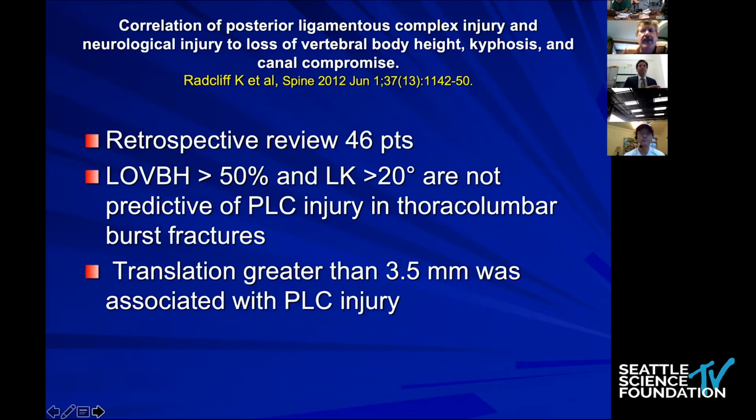So various studies looked at this, and one of the things that did become clear is our old criteria of greater than 50% loss of vertebral body height or greater than 20 degrees of lumbar kyphosis were not particularly predictive of posterior ligamentous complex injury. But if you had a translational injury, which really puts it into the fracture dislocation group, that was highly associated with an injury.